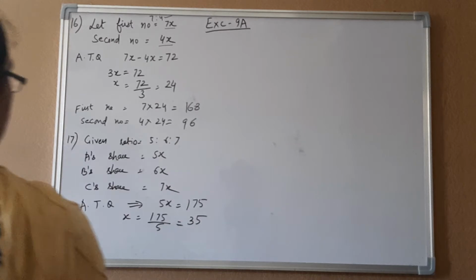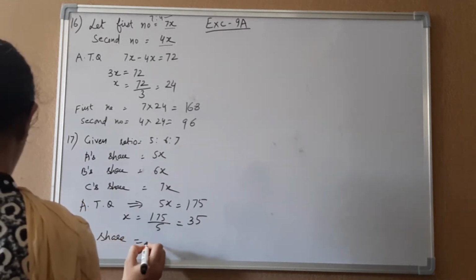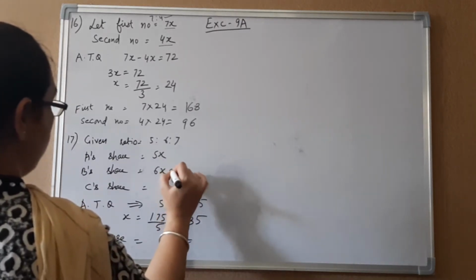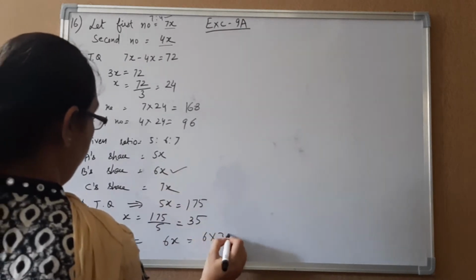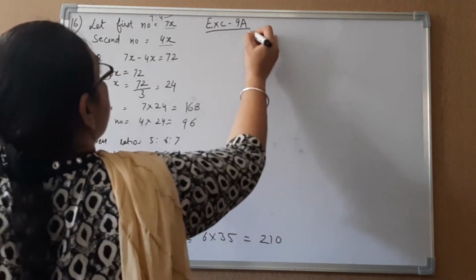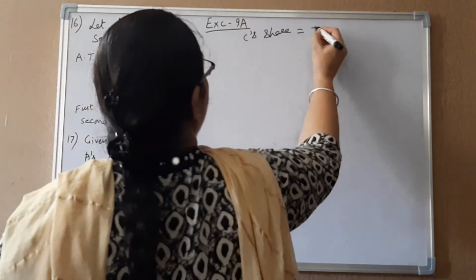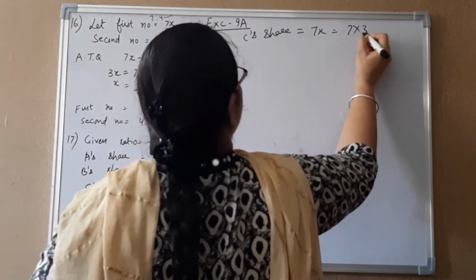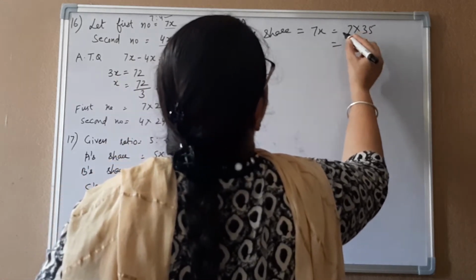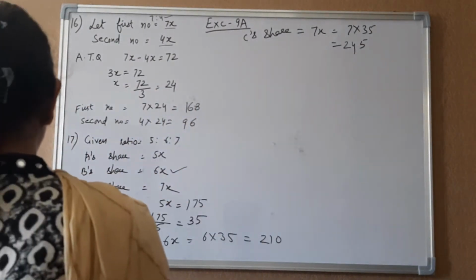So what would be B's share? B's share is 6x, which is 6 into 35, and that is 210. Then what would be C's share? C's share is 7 into x, that is 7 into 35, which is 245. So this is C's share.